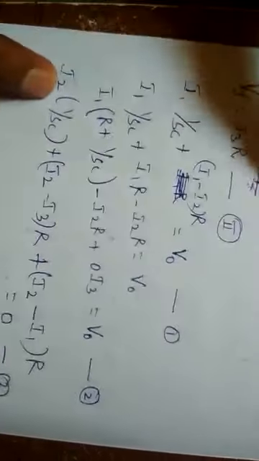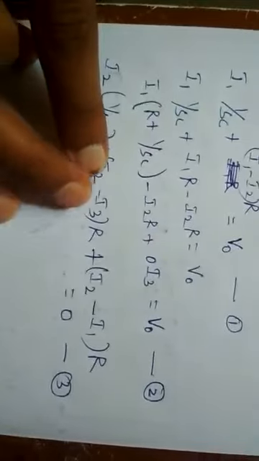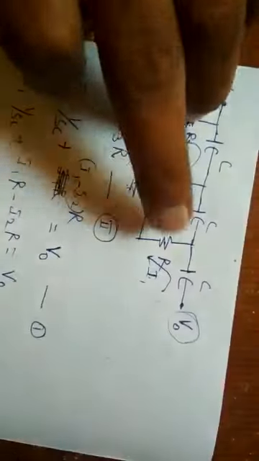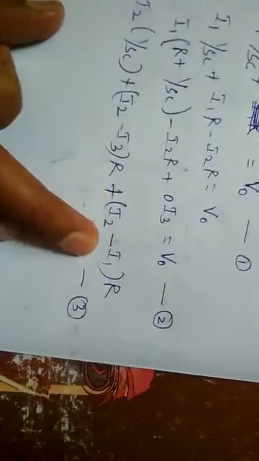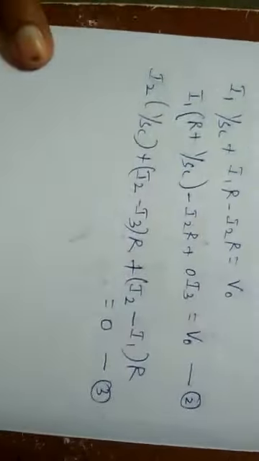Here the current I2 flowing through this capacitor is I2 into 1 by SC, and I2 shared by this resistor along with I3. So I2 minus I3 into R. Similarly, this I2 is also shared by this R. So I2 minus I1 into R. So that is also written. The total potential around the loop must be equal to 0. That's why the equation is 0.